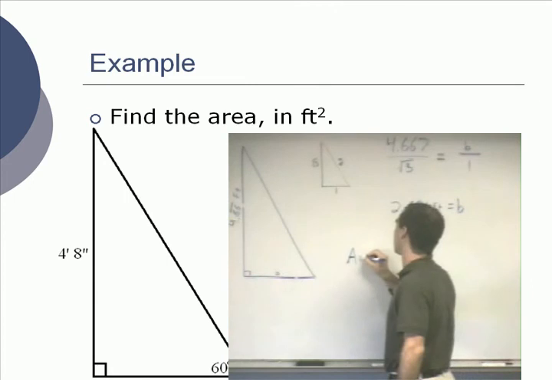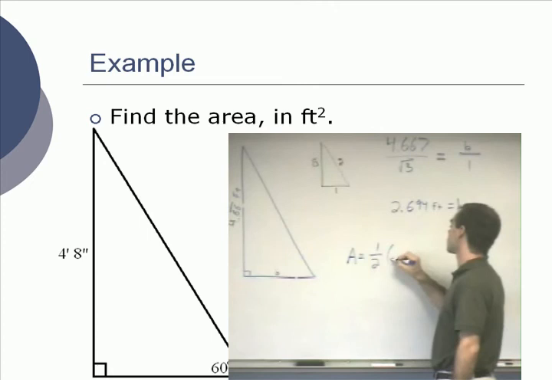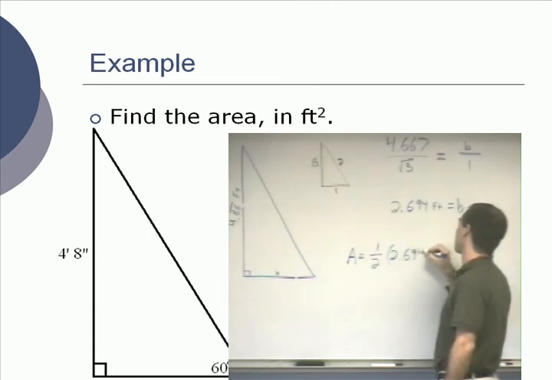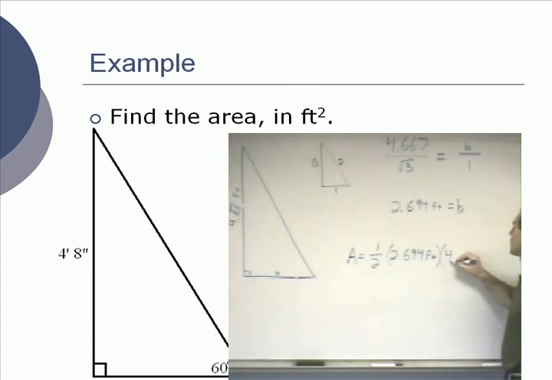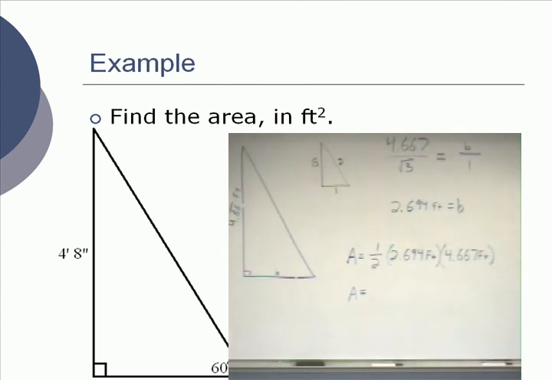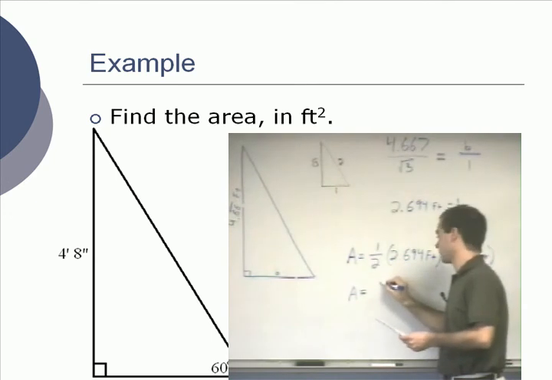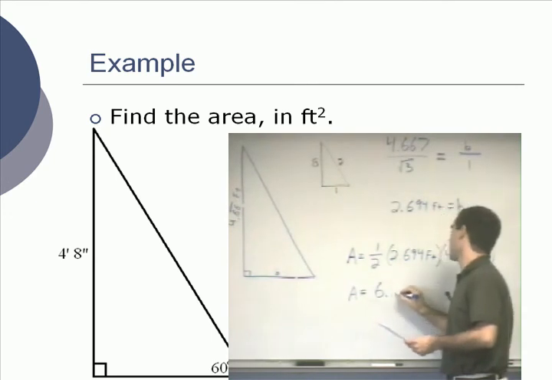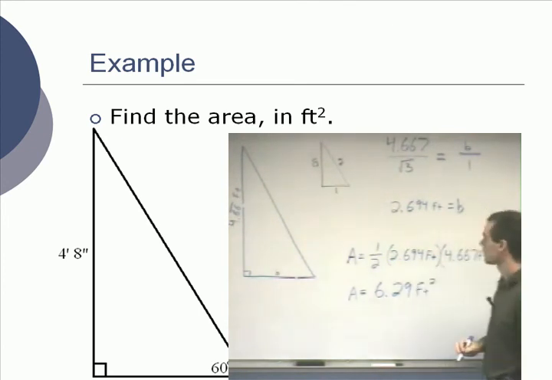We'll use the less exciting of the two formulas. Area is equal to 1/2 the base, which is 2.694, times the height, which, rounding it to 4 sig digs, is 4.667 feet. And if you crunch that out, you get 6.29 feet squared.